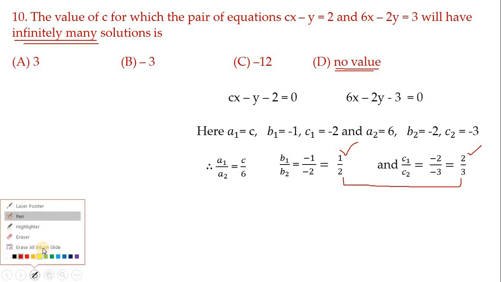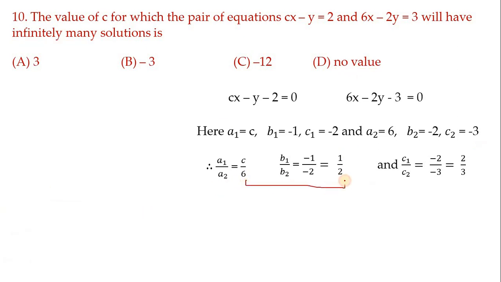But if you want, you can solve it here. First let me take these two, and later on you can compare these two. You have to compare both here, children. So c by 6 equals 1 by 2. Do the cross multiplication.